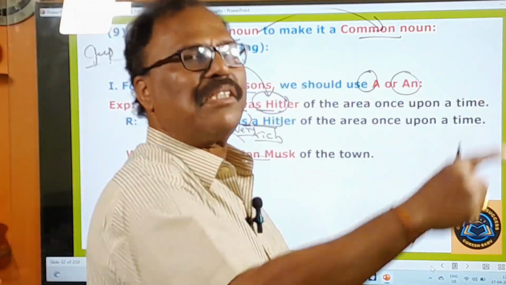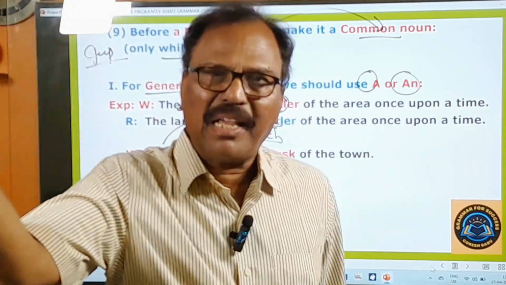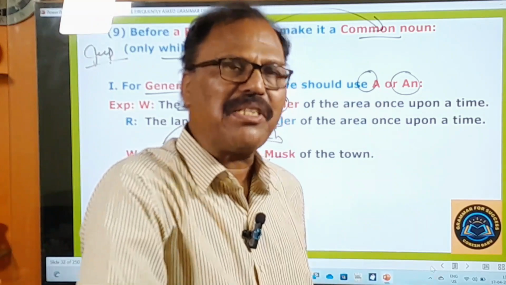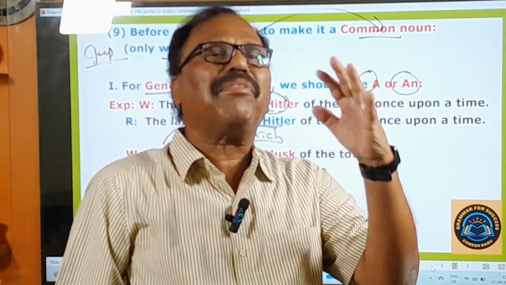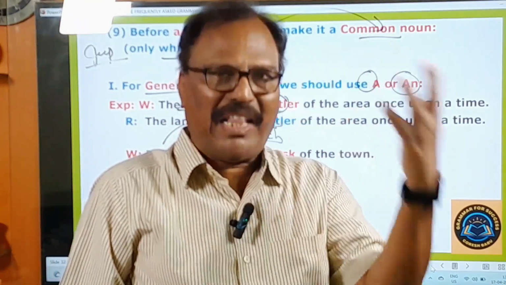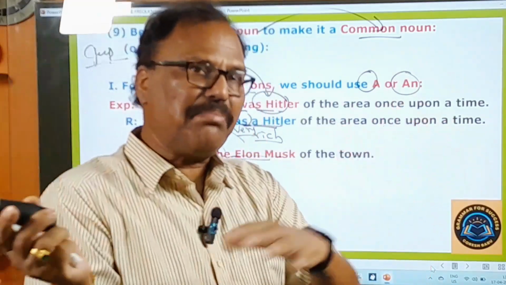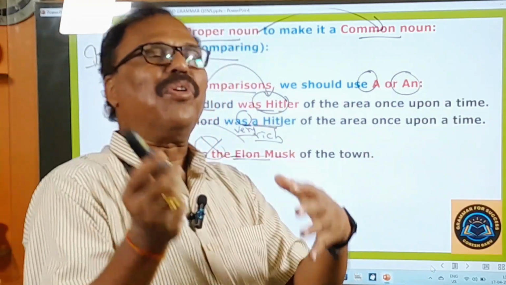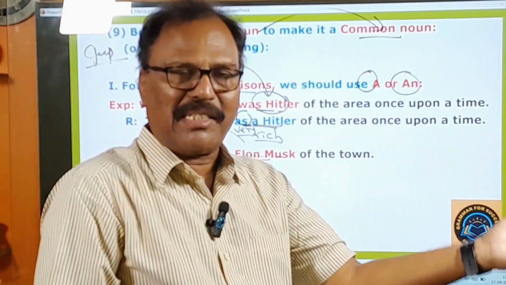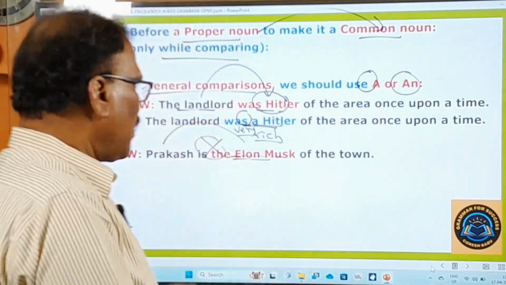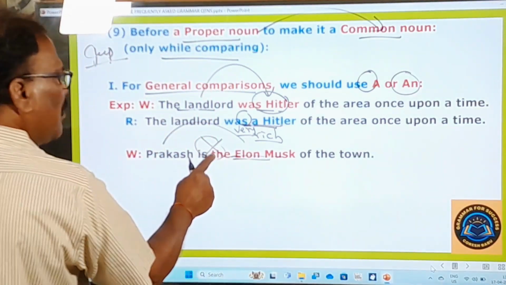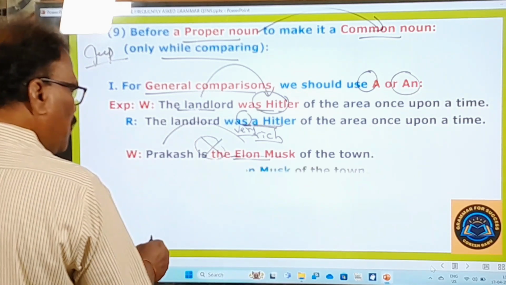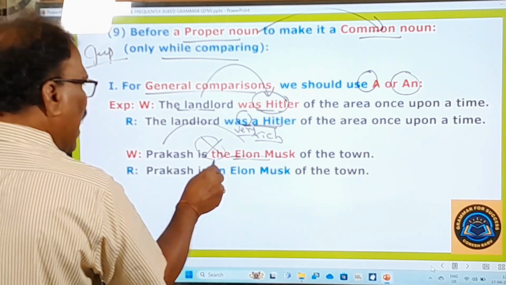Mr. Mohan is an Elon Musk. Mr. Ellaya is also an Elon Musk. Means Elon Musk is a symbol of riches, a symbol of wealth. So you are comparing that man with that person, meaning he is also a very rich man like Elon Musk. That is what you are trying to say. Sometimes you say that. Then here you should not use this definite article. You have to use what? Yes, Prakash is an Elon Musk.